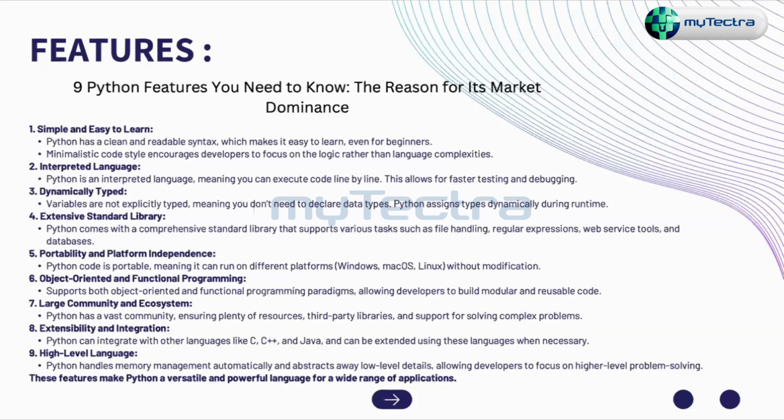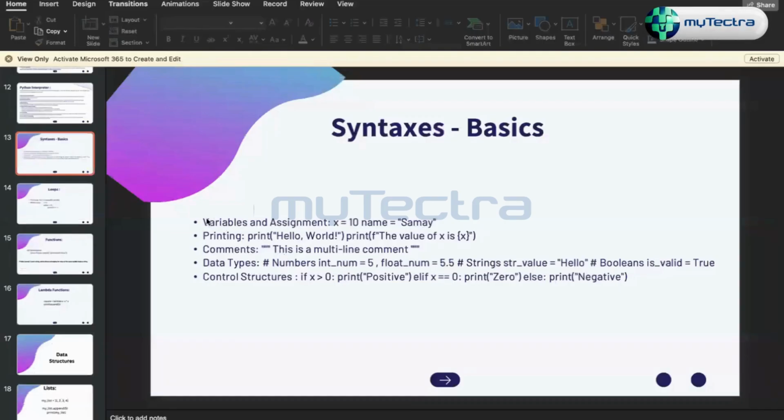Next is extensibility and integration. Python can integrate with other languages like C, C++, and Java, and can be extended using these languages when necessary. This is a simple thing, so there is nothing to explain in it. Next is high level language, which we have already explained. Python handles memory management automatically and abstracts away low level details, which are the 0s and 1s, the machine level details, allowing developers to focus on high level problem solving. These features give Python versatility and make it a very powerful language in the market.